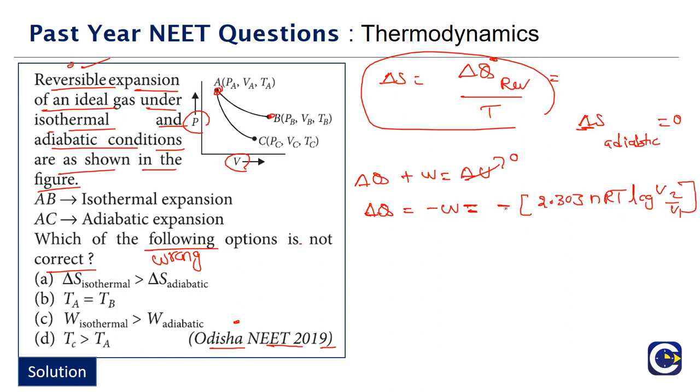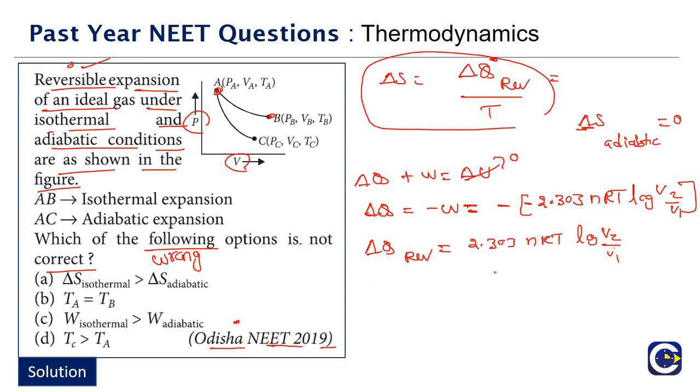Okay. So W will be minus 2.303 nRT log V2 by V1. So minus minus it will become what? Plus. So del Q for the reversible isothermal process will be what? 2.303 nRT log of V2 by V1. Okay, and what we see is delta S will be what?